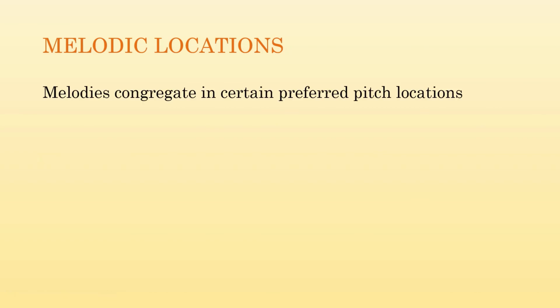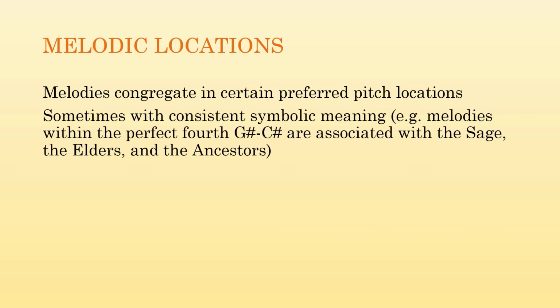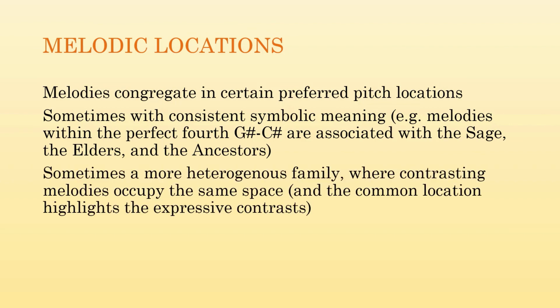The melodies belonging to each of the three types tend to congregate in certain pitch locations. In some cases, the pitch location conveys a reasonably consistent symbolic meaning. For example, melodies that lie within the perfect fourth G-sharp, C-sharp are associated with the sage, the elders, and the ancestors. More commonly, however, melodies of different character congregate at a specific location, creating somewhat heterogeneous families of association.